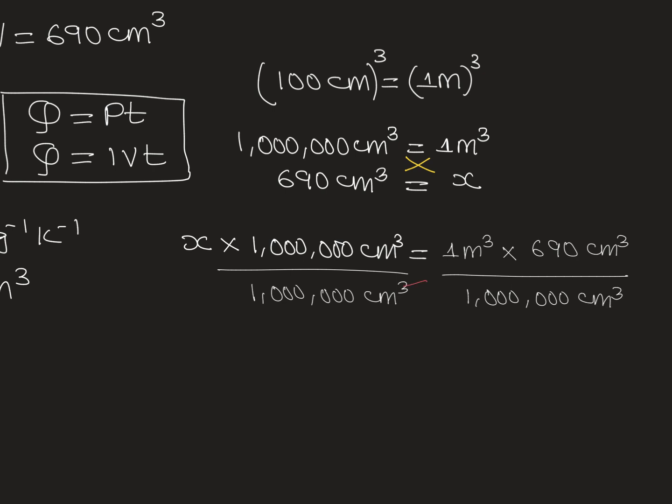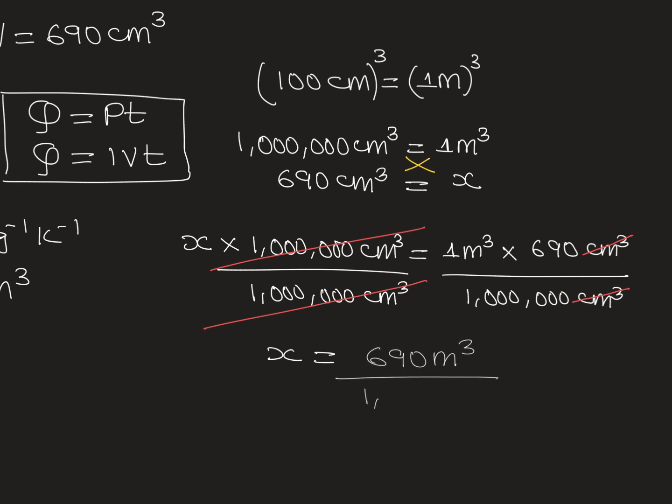So this will cancel this. Centimeter cube cancels centimeter cube, so we are now left with just meter cube here. So x is equal to 690 times 1 meter cube, which is 690 meter cube, divided by 1 million. If I do that, I will have x as 6.9 times 10 to the power negative 4 meter cube. That is the volume in standard form.